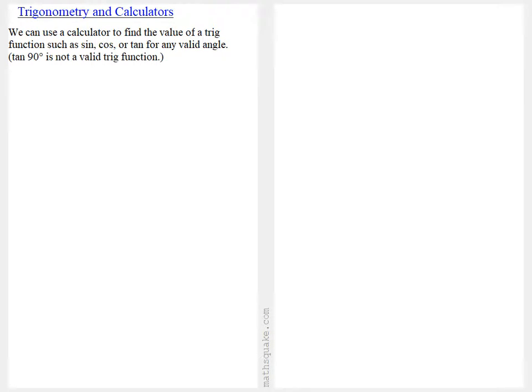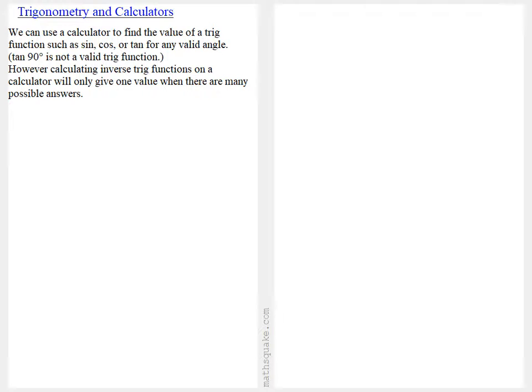Trigonometry and calculators. We can use a calculator to find the value of a trig function, such as sine, cosine or tangent, for any valid angle. Note, tangent of 90 doesn't exist, so it is not a valid trig function. However, calculating inverse trig functions on a calculator will only give one value, when actually there are many possible values for an inverse trig function.